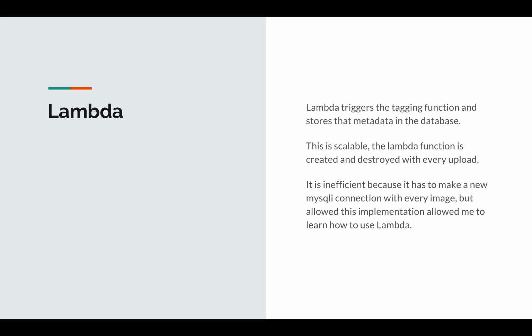For Lambda functions, this is what was triggered every time there was a new upload, and it happens once and only once for every upload. So it doesn't happen every time you query your photos, because that's all stored in the database. It is scalable because you could just make more Lambda functions, but it is a little inefficient because every time you upload a photo, it makes a new Lambda function, which has to make a new connection to the database. If I really wanted to make it efficient, I wouldn't have used Lambda, but I did in this case because it allowed me to learn how to use Lambda and use triggers such as a file that's uploaded to S3.